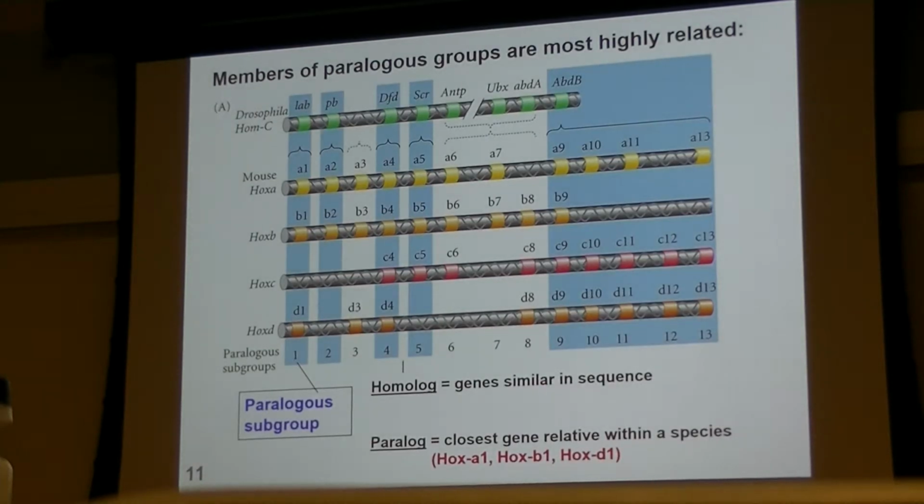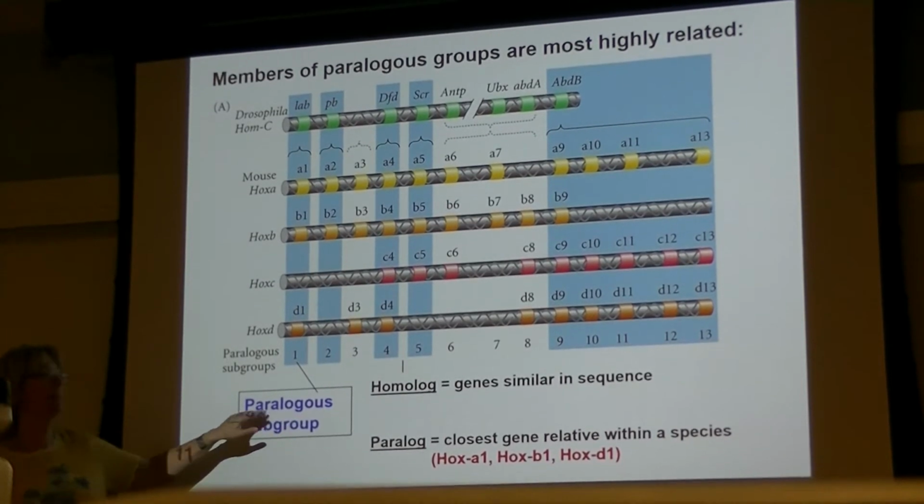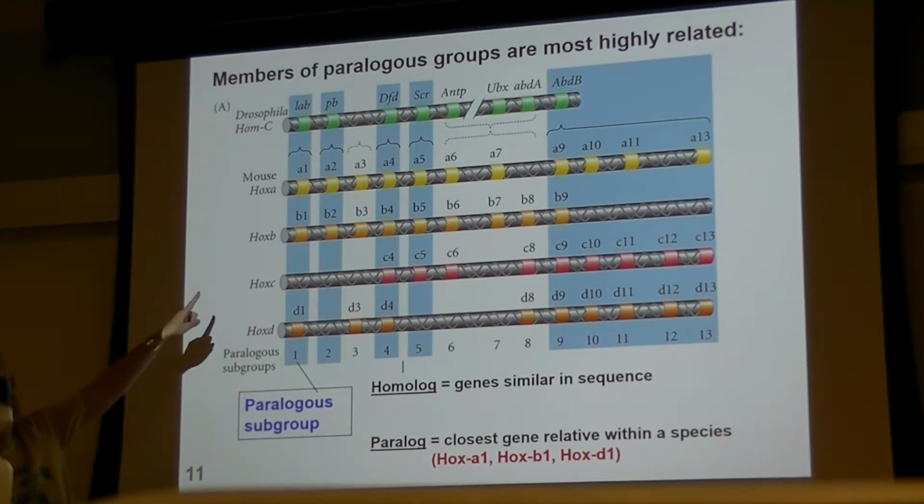Then one other thing to point out here. Since we now have up to 4 copies of each of the Hox genes, you can begin to think about, well, how similar are these 4 copies in the 4 different chromosomes? And these can be referred to as paralogs, or paralogous groups, subgroups. So for example, Hox A1, Hox B1, and Hox D1 are all paralogs, and these would originally have all been derived from the same ancestral gene.